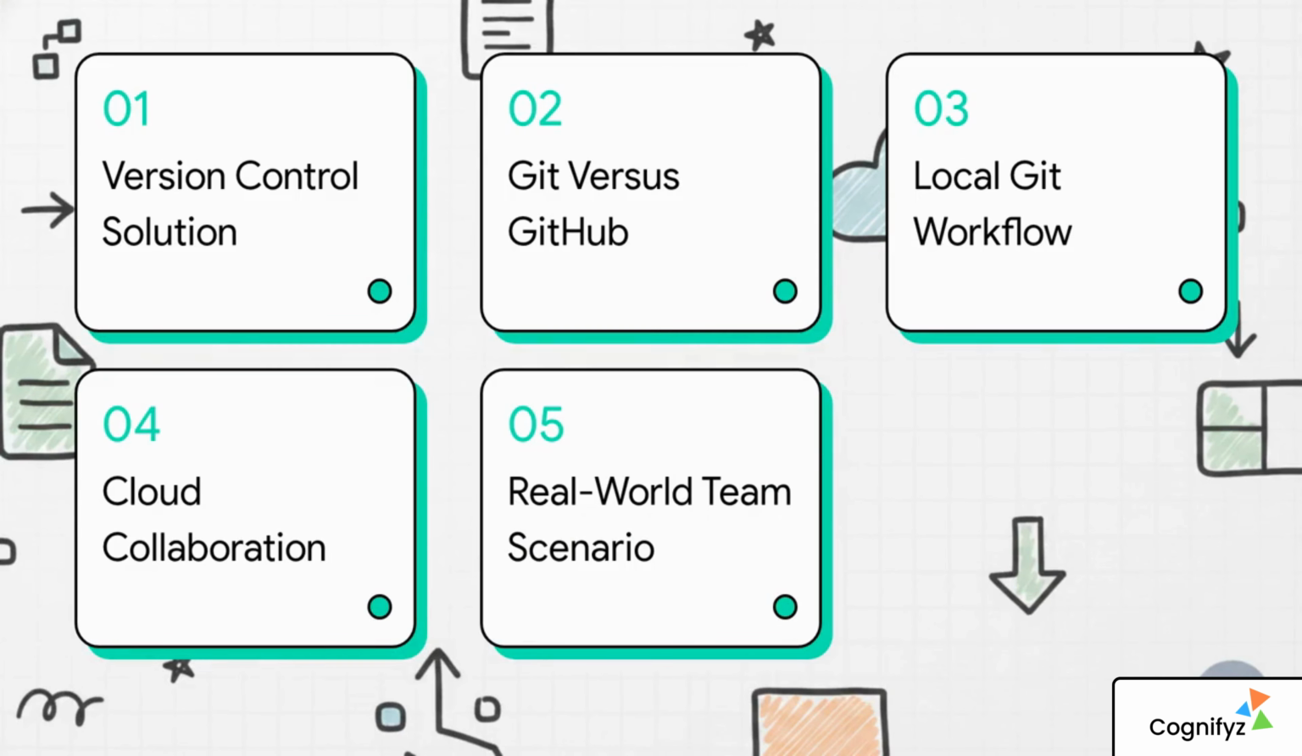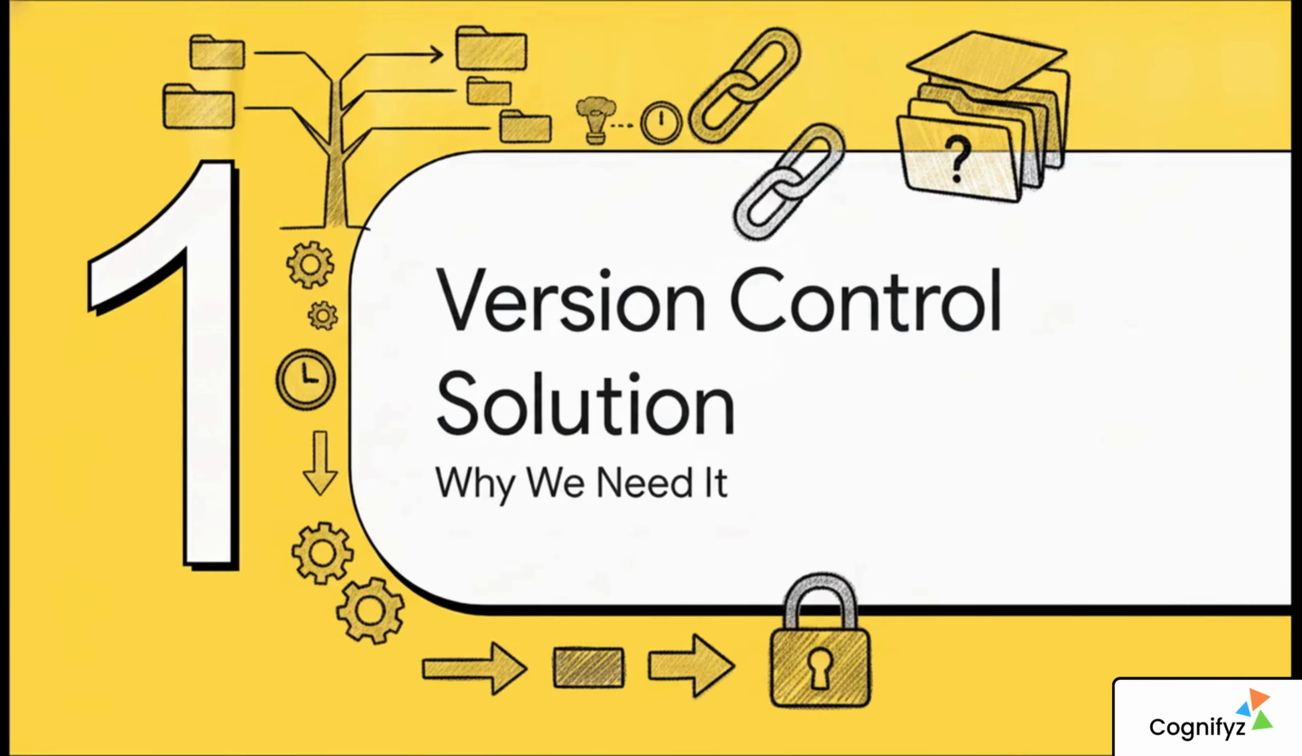Here's our roadmap for today. First, we'll look at the version control solution. Then, we'll compare Git versus GitHub. After that, we'll walk through local Git workflow steps, followed by cloud collaboration on GitHub, and finally, a real-world team scenario. Let's dive right into Section 1, the version control solution, and why we need it.